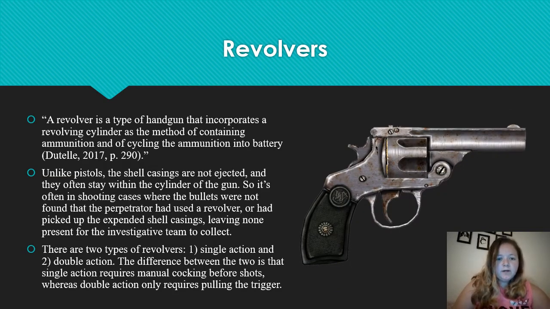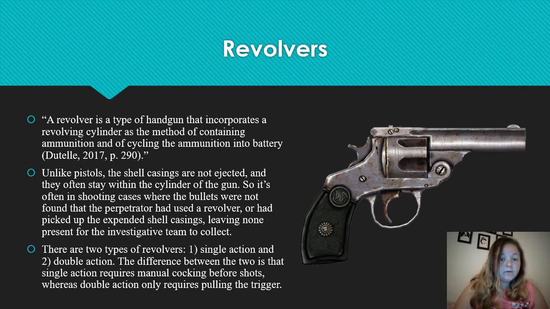A revolver is the other type, like I mentioned. They incorporate a revolving cylinder, so they don't expel the shell casings once you shoot them. They are kept inside of the cylinder. If there is a shooting, it's very unlikely, and almost sometimes impossible, that you're going to find a revolver bullet at a crime scene.